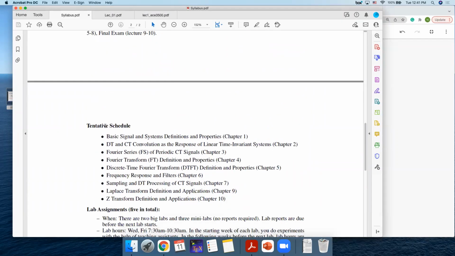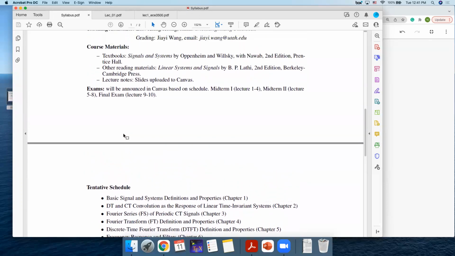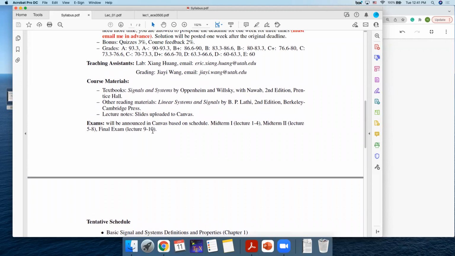So I think this will be a tentative schedule that we will follow. We will go over that later. The exams will be announced in Canvas based on the schedule. Basically, after lecture 4, we have midterm 1, so you can get an estimate based on our progress. Midterm 2 is after lecture 8. Final is after lecture 10.